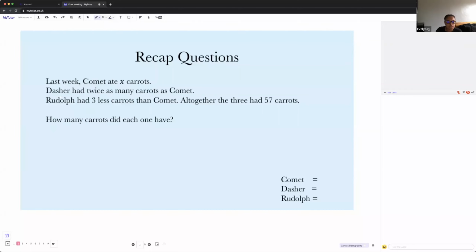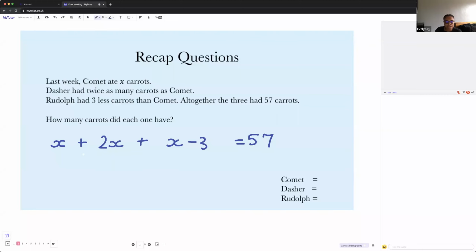First of all, it says last week Comet ate x carrots. So that's Comet. Dasher had twice as many carrots as Comet. Now, twice as many of x carrots is just 2x because it's 2 times x. And then Rudolph had 3 less carrots than Comet, so that would be the number of carrots Comet had minus 3. Now it says altogether, the 3 had 57 carrots. So if I add all of these together, this should give me 57. This is similar to what we did yesterday: form the equation first, and then simplify it and solve it.